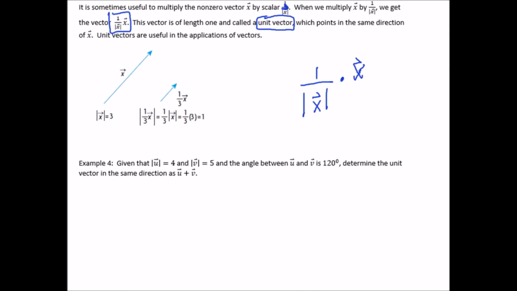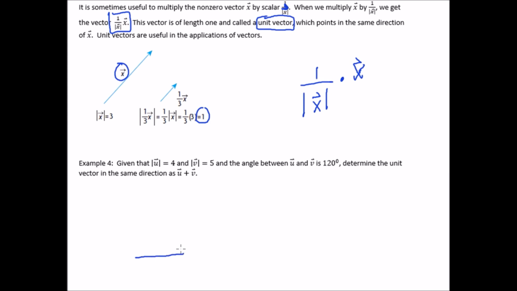Okay, so for example, we have vector x right here, and the magnitude of that is 3. So if we were to multiply it by 1/3, we'd get a magnitude of 1. Okay, let's see an example of that. For example, 4. The magnitude of vector u equals 4, and the magnitude of vector v equals 5, and the angle between vector u and vector v is 120.